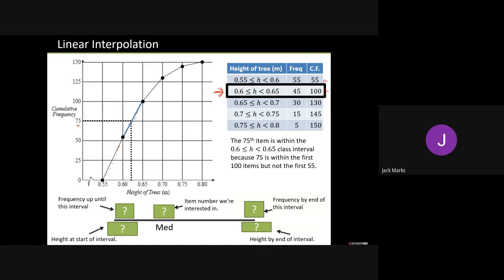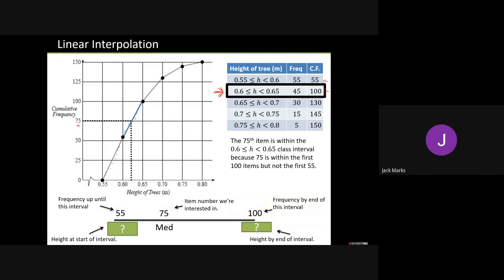But I want a much better guess about where they are. I don't want to just say what's the median class, the median group. I want to get a bit more precise. Is it 0.61 or 0.62, and so on and so on. So hopefully, if I reveal this, this will make sense to you.